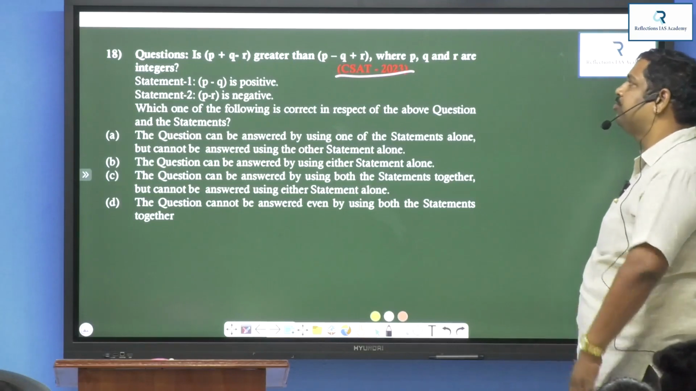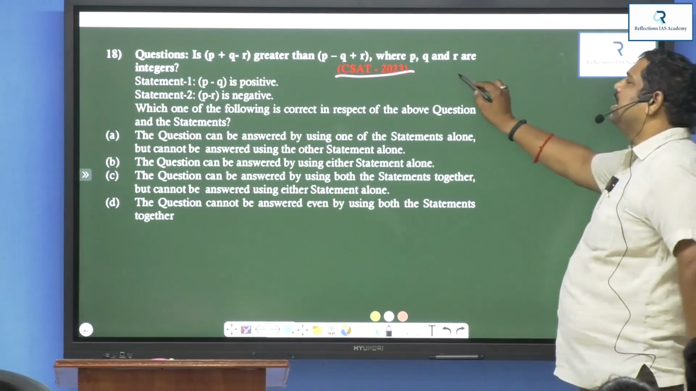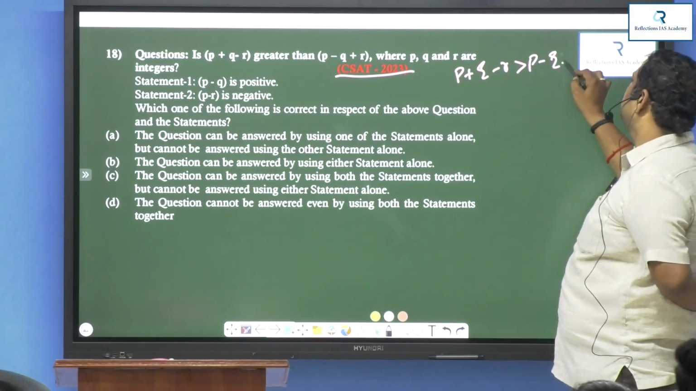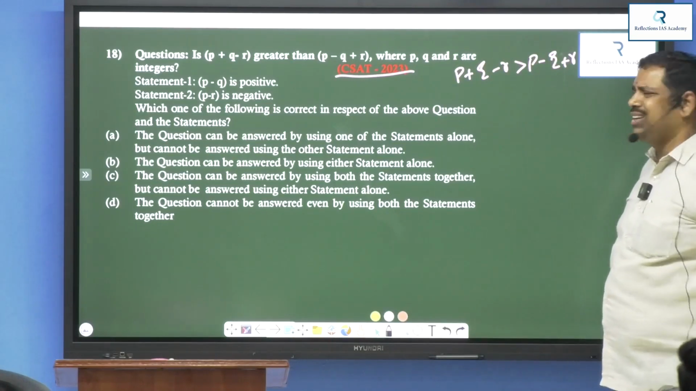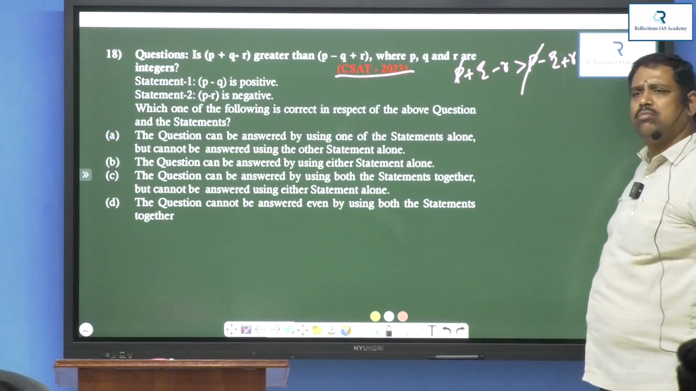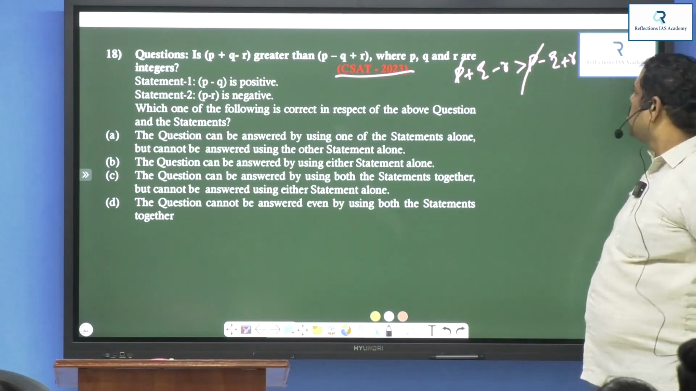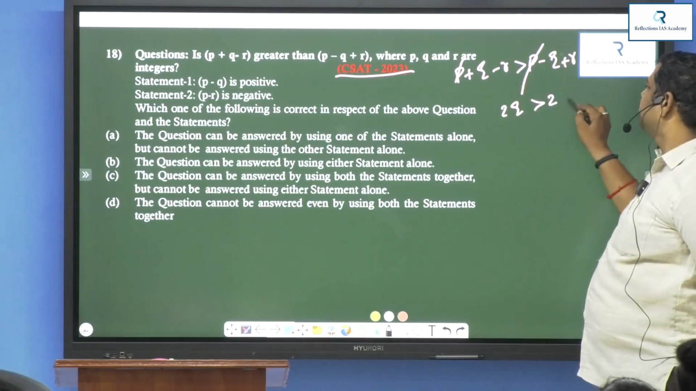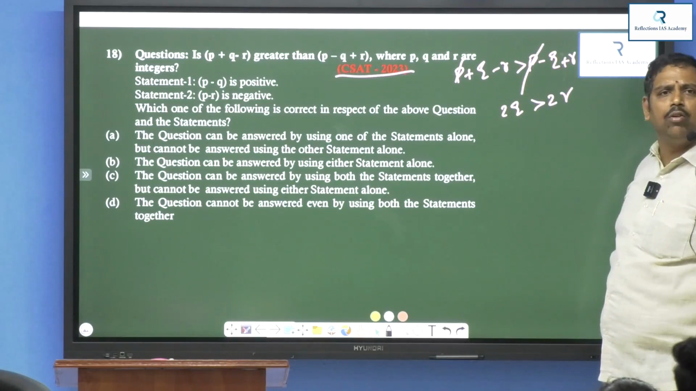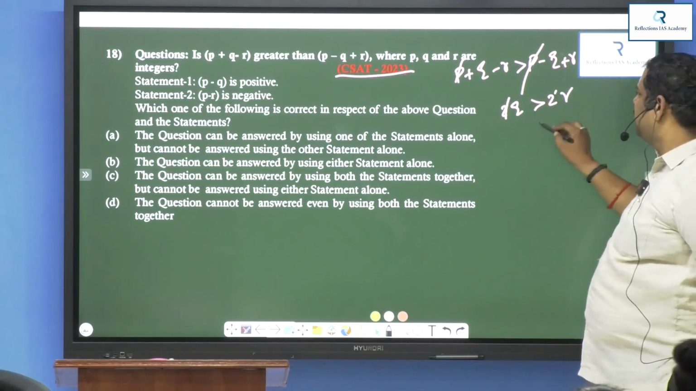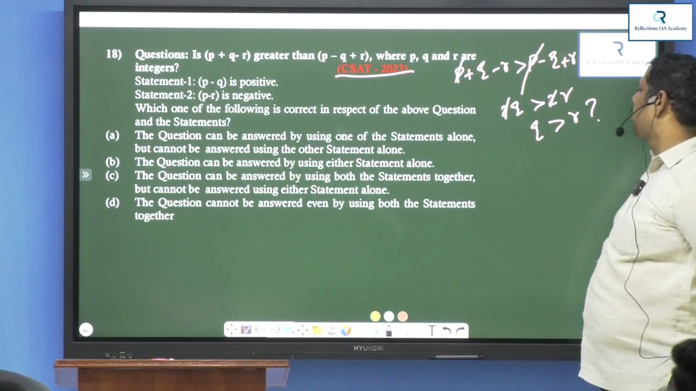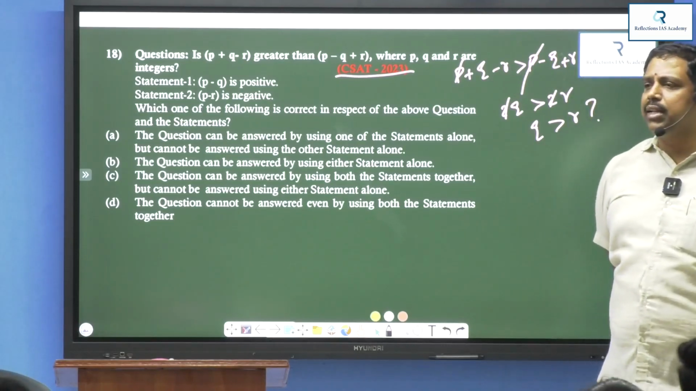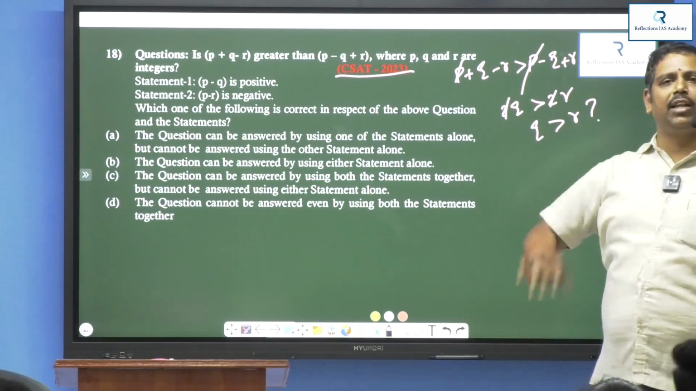Okay, shall we try? Sir, what is the question here? Is P plus Q minus R greater than P minus Q plus R? Yes or no? Here P is common, cancelling. Move the minus to this side, 2Q. Move the minus to this side, 2R. Indirectly the 2 also cancelled. The question changed to: is Q greater than R or not? Anybody tried like this? If you try like this, you will get the answer.